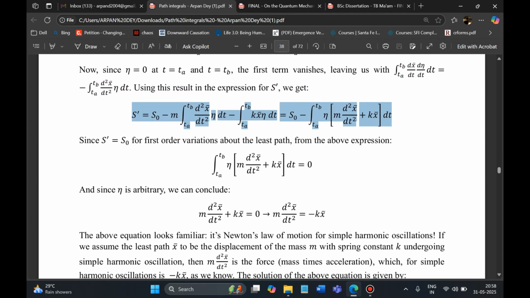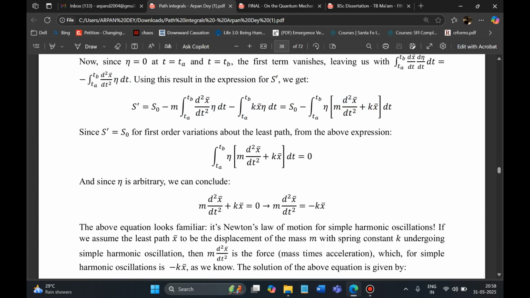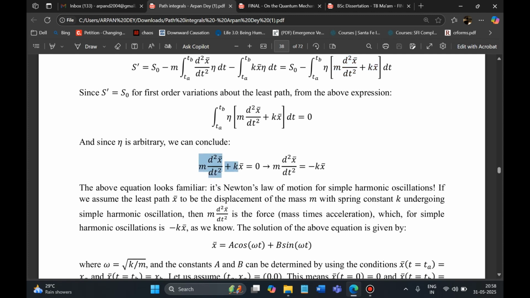Okay, finally you come here, and now you can put S prime equals S naught, and say that this term has to be 0. So m d2 x bar dt squared plus k x bar should be 0, which means m d2 x bar dt squared is negative k x bar. The above equation looks familiar because this is nothing but Newton's law of motion for simple harmonic oscillations, Hooke's law. What was Hooke's law? Force F equals minus kx, right? x is the displacement and the force is the restoring force. So in place of force you can write mass times acceleration, m d2x dt squared, which is minus kx.